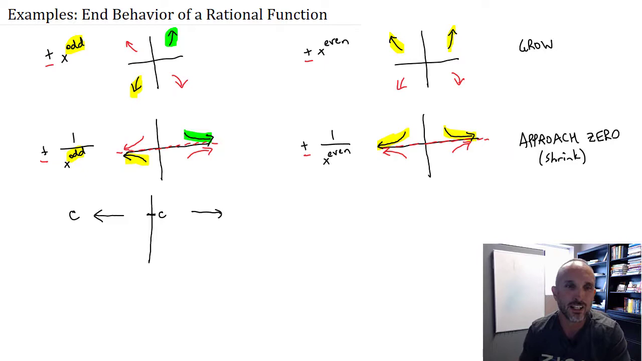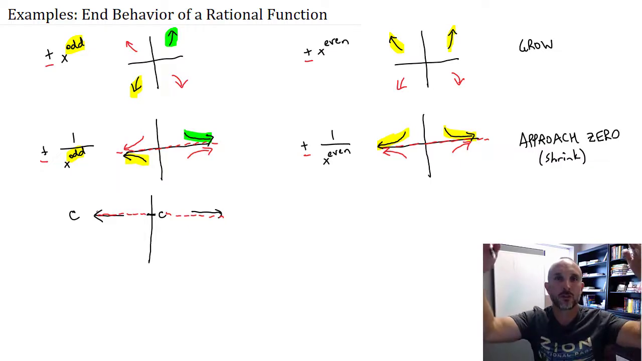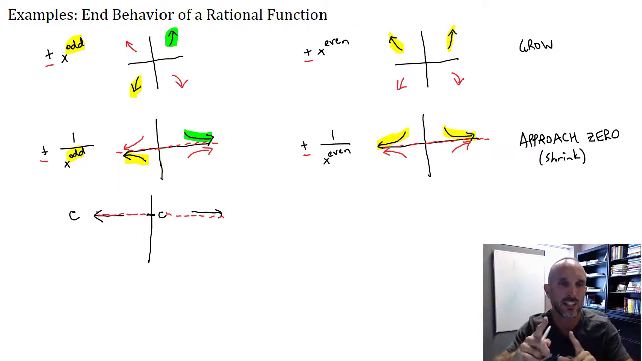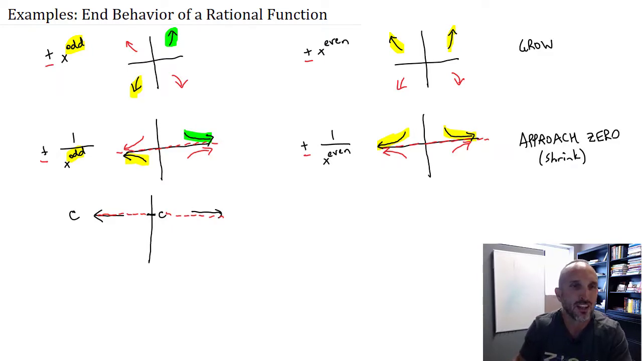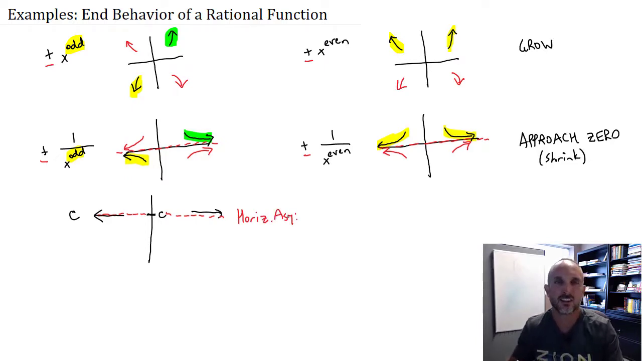Now, what's happening is you're actually getting closer and closer to this constant. So you might be getting closer to it from the top side or the bottom side. We don't really care. You're getting closer and closer to that constant on both ends. That's what we call a horizontal asymptote. An asymptote is a line that your graph gets infinitely close to. So this horizontal asymptote is the y value of your constant c. That could be 5, for example, y equals 5.